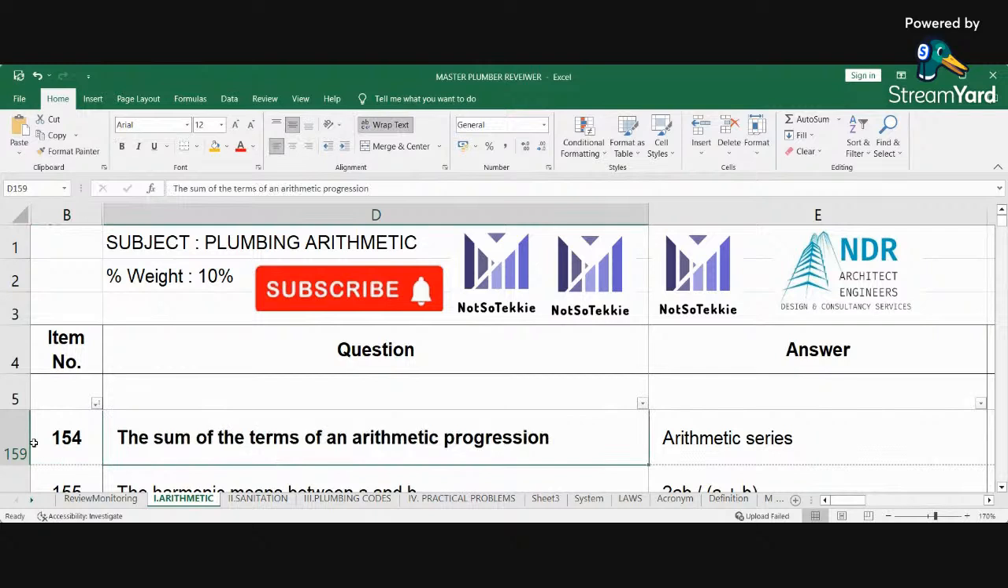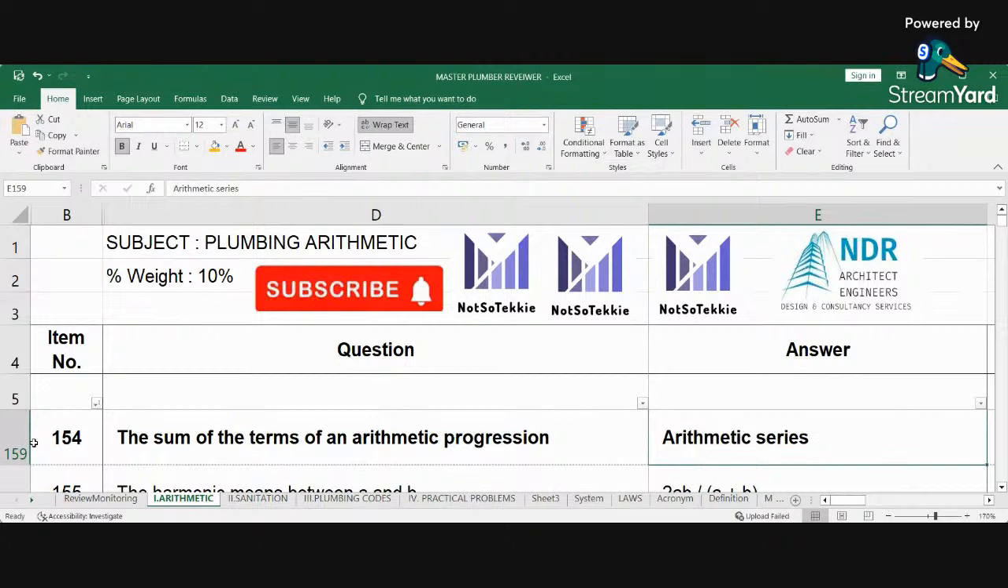154. The sum of the terms of an arithmetic progression is arithmetic series.